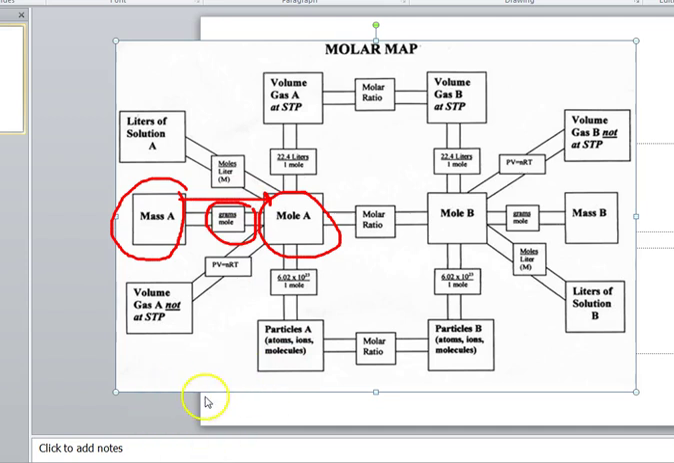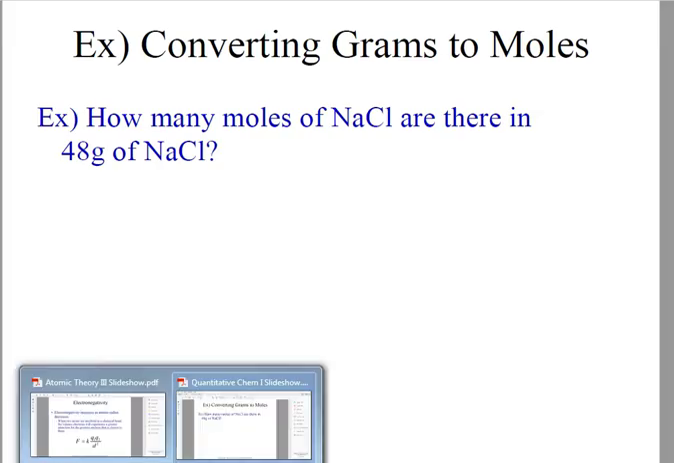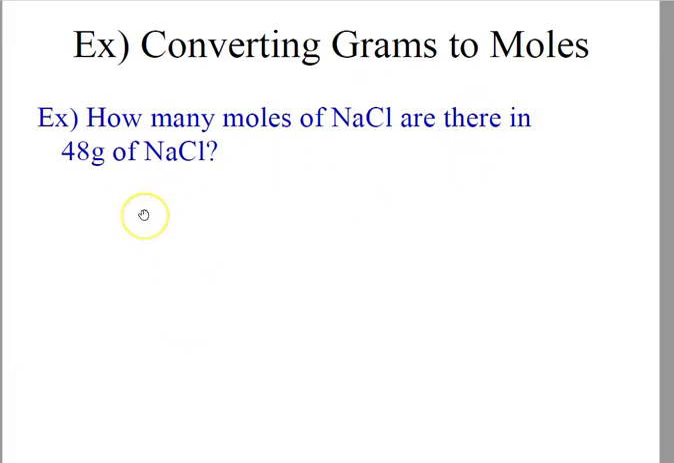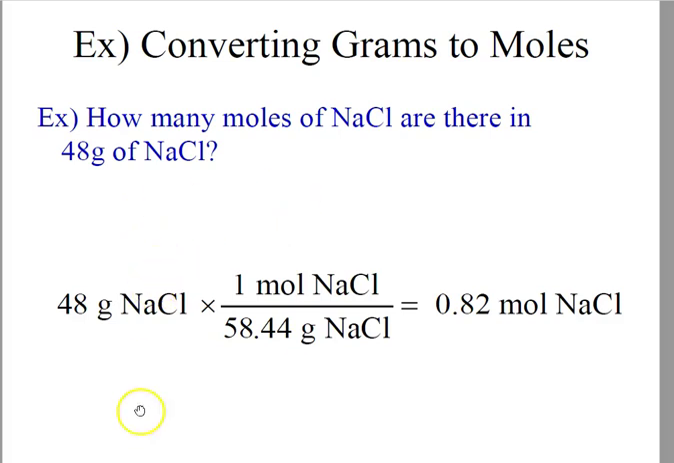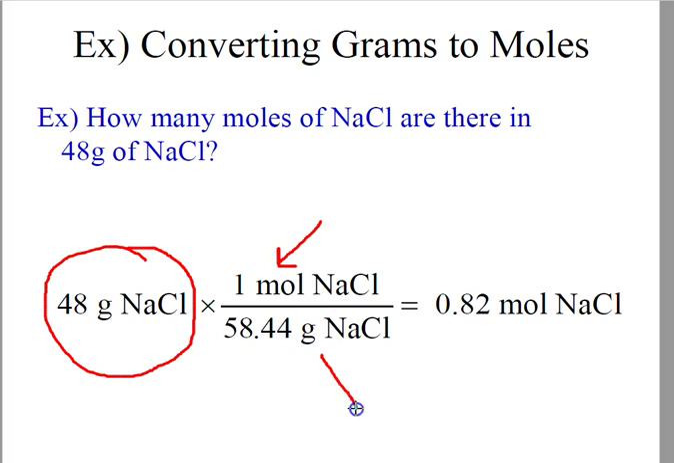So if we look back at your notes, we're going to start out by writing down what we're given, which is our 48 grams of sodium chloride. And then we're going to use that fraction, but we're going to flip it over. So it's going to be 1 mole of sodium chloride over grams. So moles over grams. This is what you're looking for, moles, and this is what you need to cancel, grams.